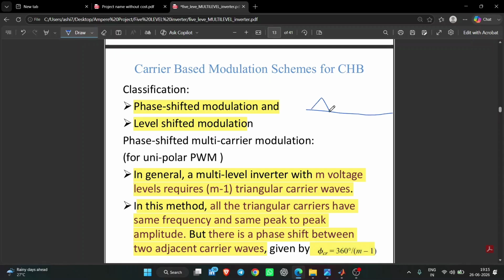Similarly, level shift is a little bit different. Suppose this is the 0 line and your PWM is like that. Level shifted means this is the 0 level and the next will start from the 1 level. The next will be below the 0 level. This is level shift.